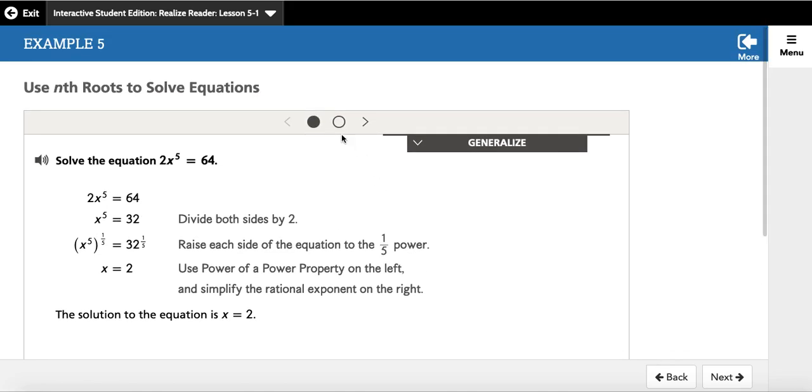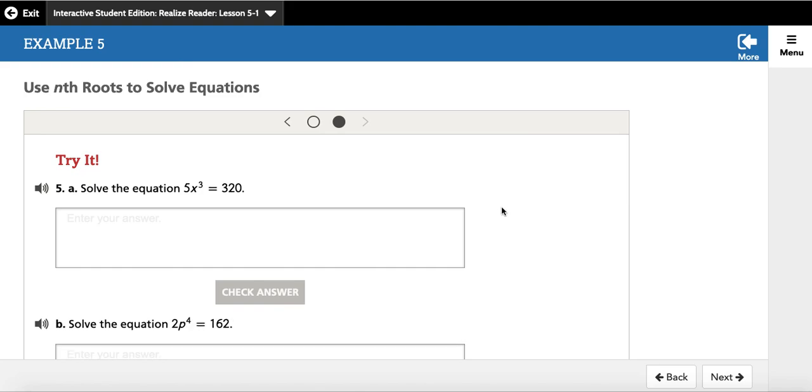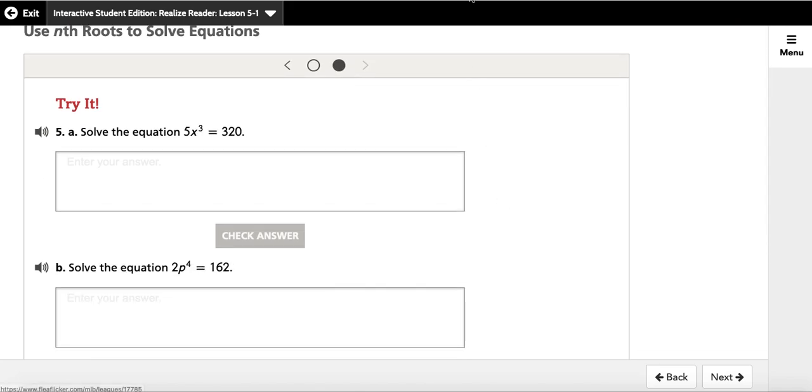That's the only example they give us. All right, now they want us to try these two problems. Give these a shot and come on back when you're ready.